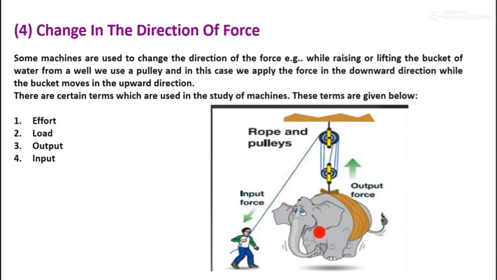The machine is used to change the direction of force, while raising or lifting a bucket of water from a well. We pull, and so we apply the force in the downward direction while the bucket moves in the upward direction.